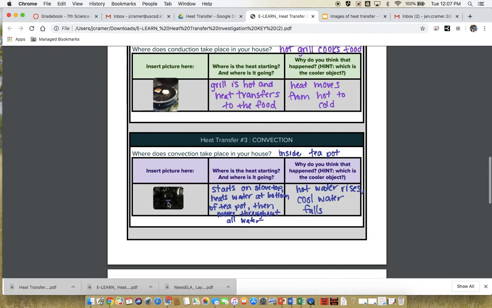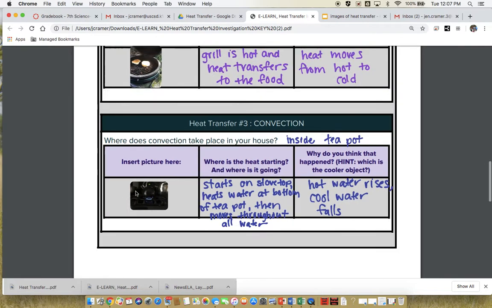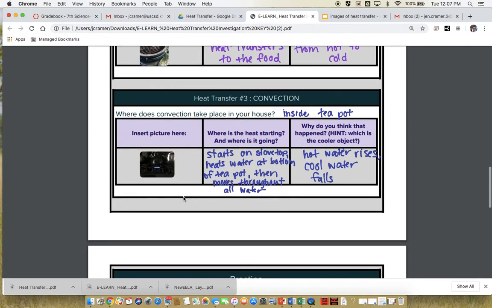The constant source of heat is on the stove. It's heating the water at the bottom of the tea kettle. That decreases the density of the water, causing the hot water to rise up in the tea kettle. It'll cool off and fall back down and then be reheated and rise up, and it continually moves inside the tea kettle, causing a convection current.